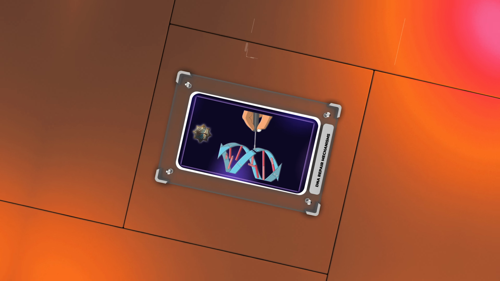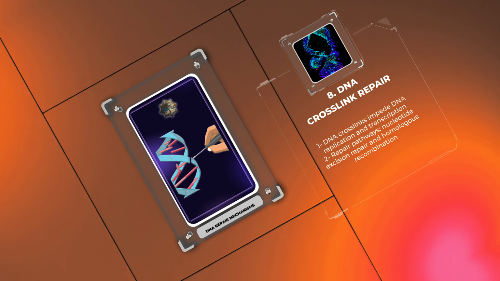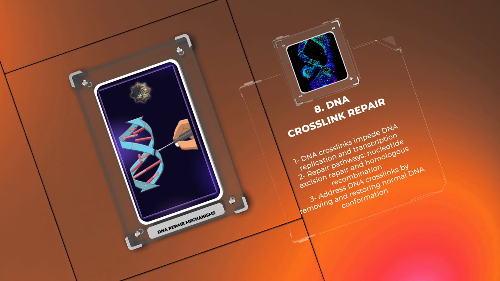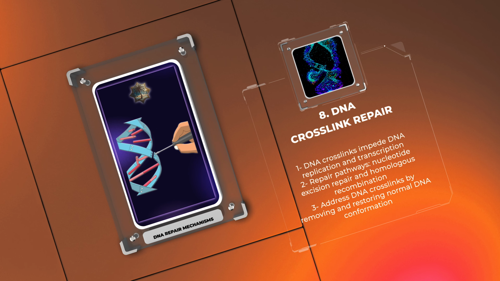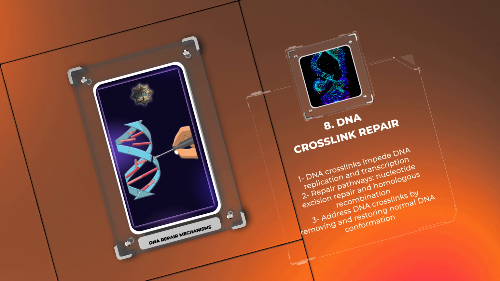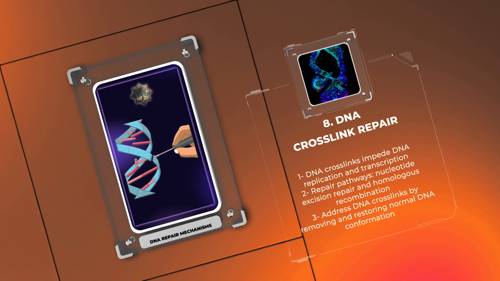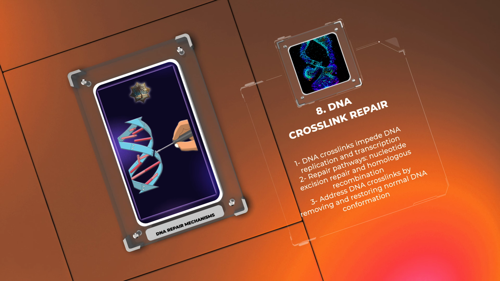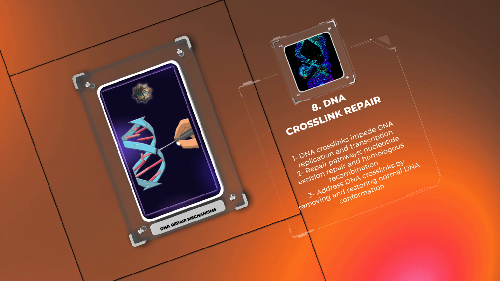DNA crosslinks are covalent bonds that bridge both strands of the DNA helix, impeding DNA replication and transcription. Cells have evolved specialized repair pathways, such as nucleotide excision repair and homologous recombination, to address DNA crosslinks. These repair mechanisms act on the DNA structure to remove and restore the normal DNA conformation, ensuring proper DNA replication and gene expression.